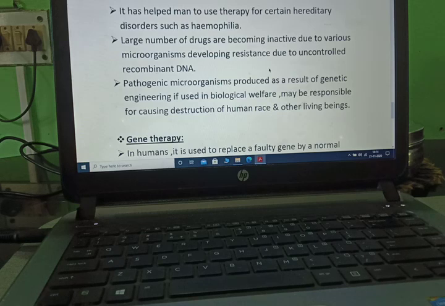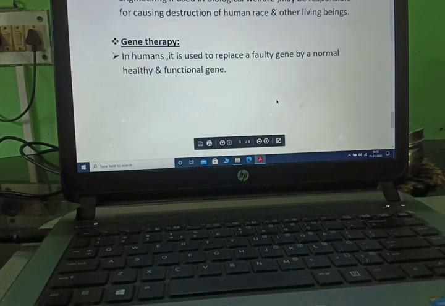A large number of drugs are becoming inactive due to various microorganisms developing resistance due to uncontrolled recombinant DNA. Pathogenic microorganisms produced as a result of genetic engineering, if used in biological warfare, may be responsible for causing destruction of the human race and other living beings. Now, gene therapy. In humans, it is used to replace a faulty gene by a normal, healthy or functional gene.